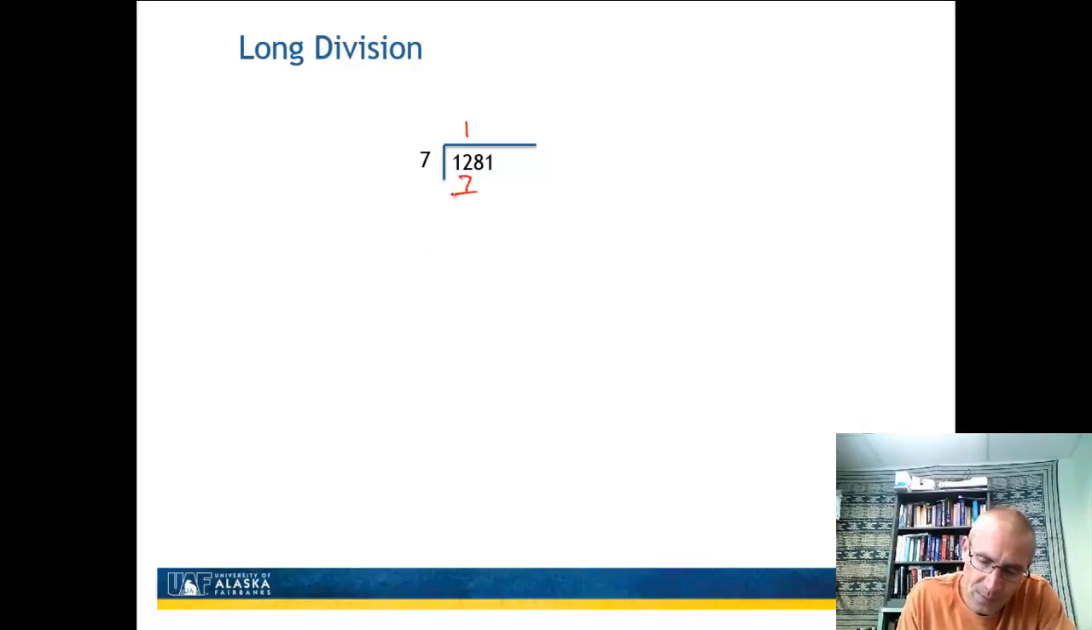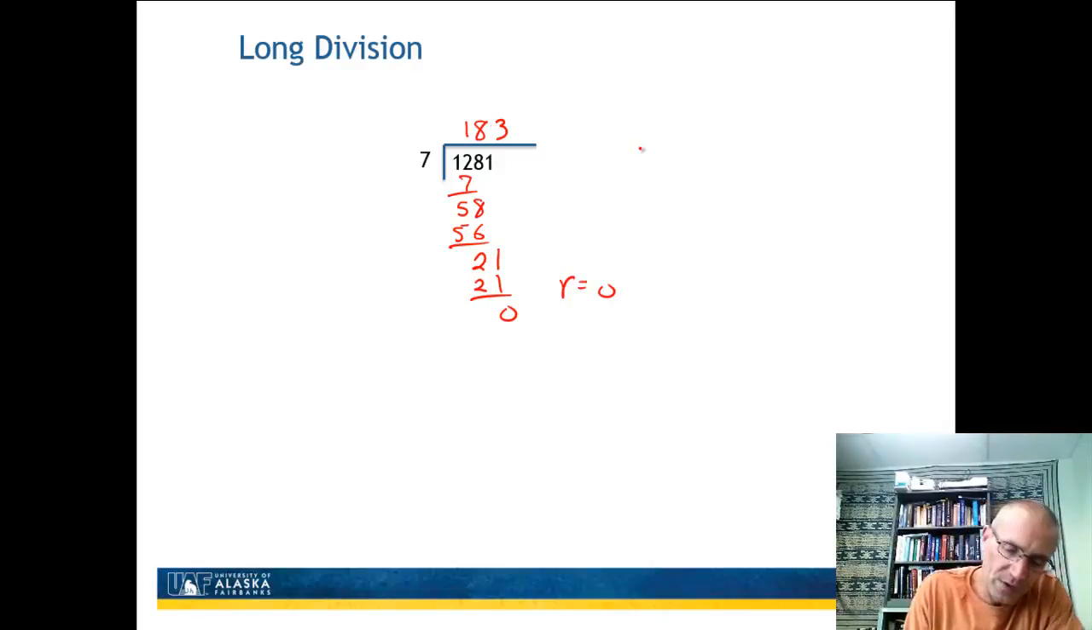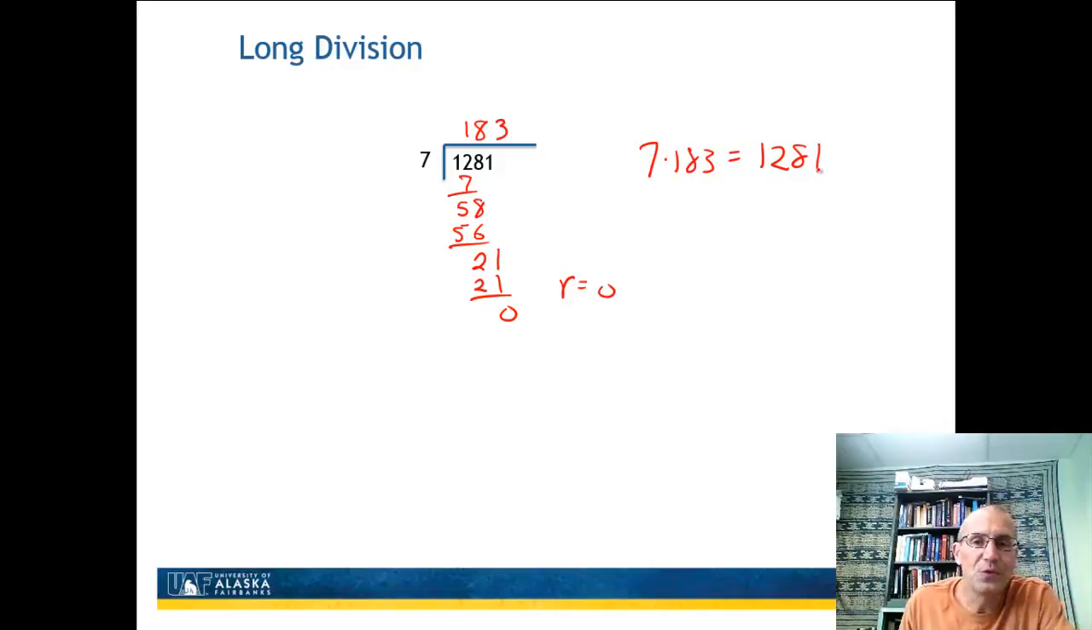1 times 7 is 7, and I'm going to subtract that. So I have 5, bring down the 8, and now I've got 58. The largest that will go into that would be 8 times. 7 times 8 is 56. The difference is 2. Bring down my 1, and I end up with 21, which is 3 times 7 with a remainder of 0. So my remainder is 0, and the answer is 183. So 7 times 183 is equal to 1281. That's how we do long division.